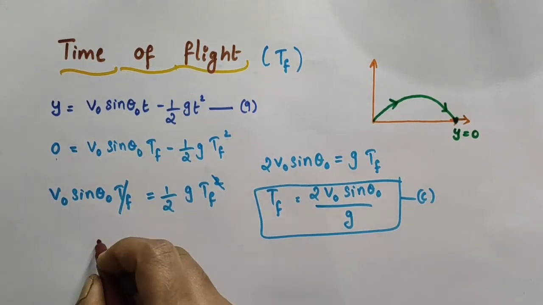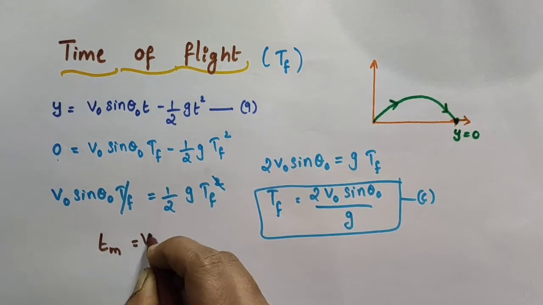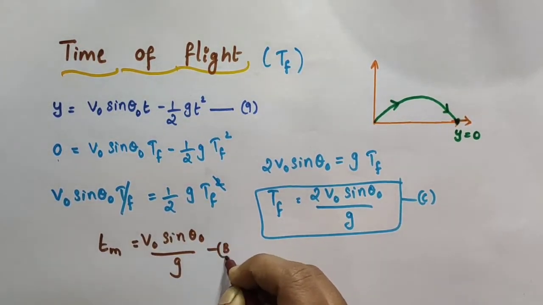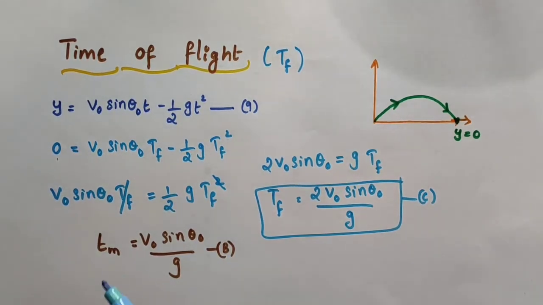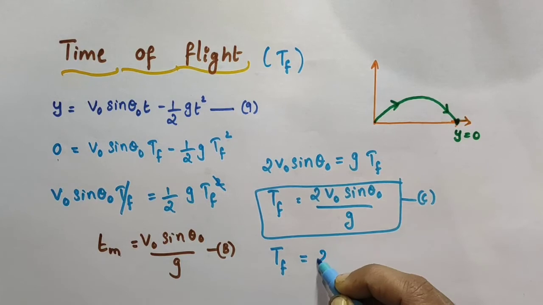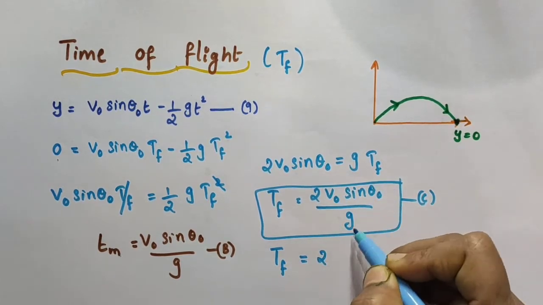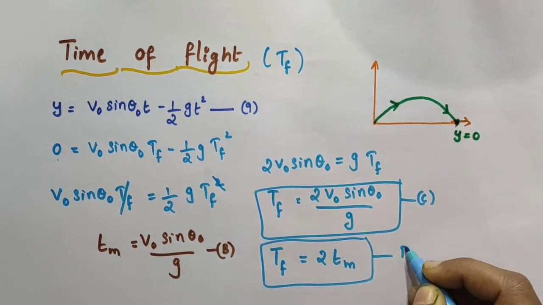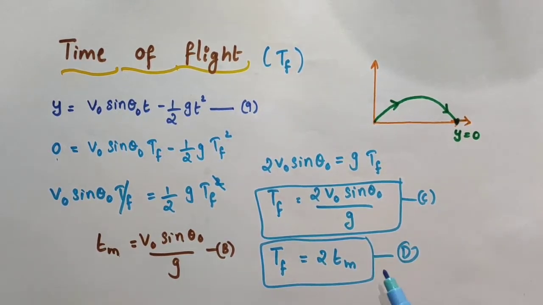Now from equation B, I hope you remember, that was the time of maximum height, Tm is equal to V0 sin theta 0 divided by g. So here V0 sin theta 0 divided by g can be replaced with Tm. So we get the total time of flight Tf is equal to 2 into V0 sin theta 0 divided by g, which is 2 Tm. I am taking this as equation or expression D.